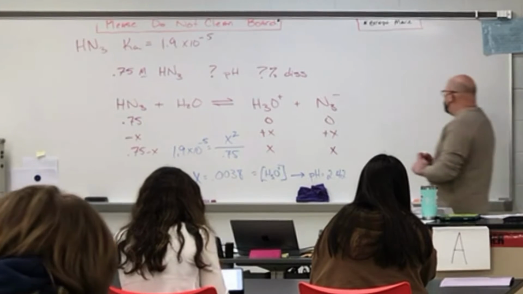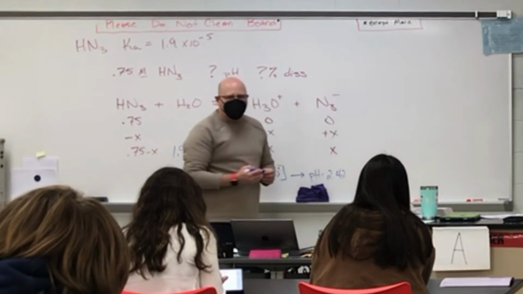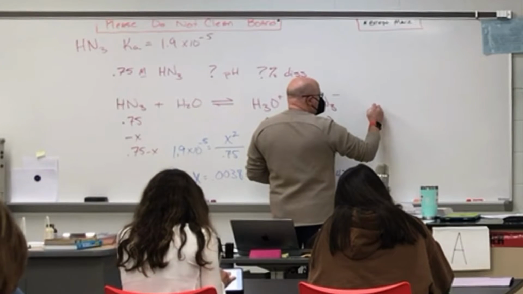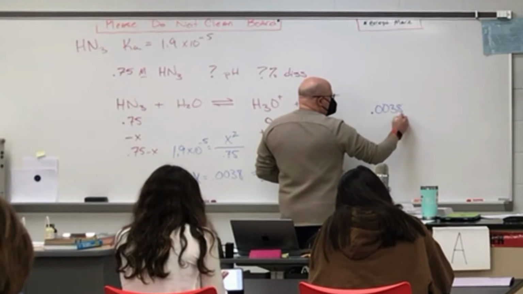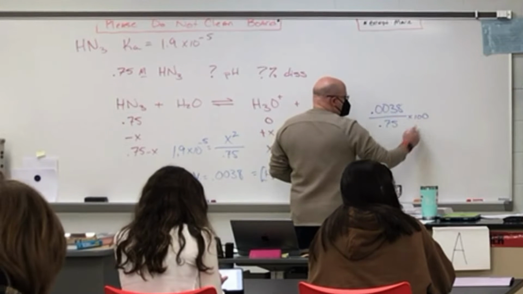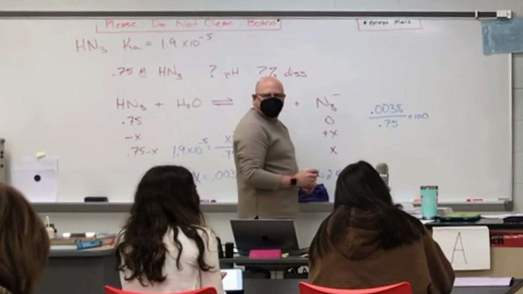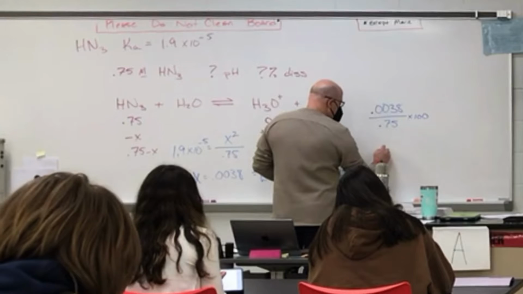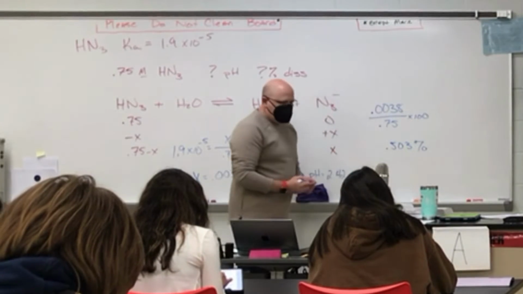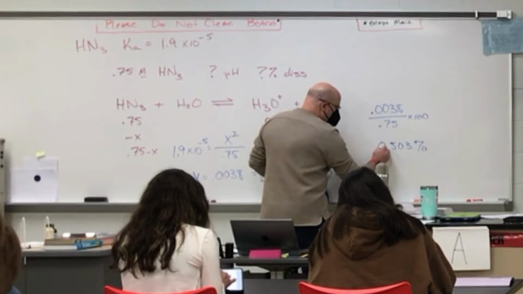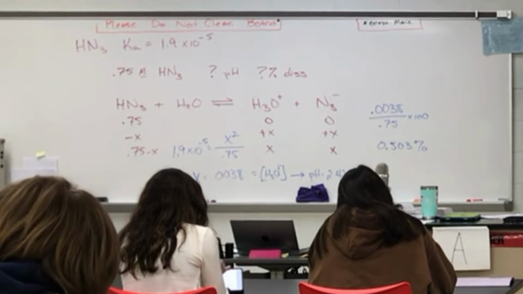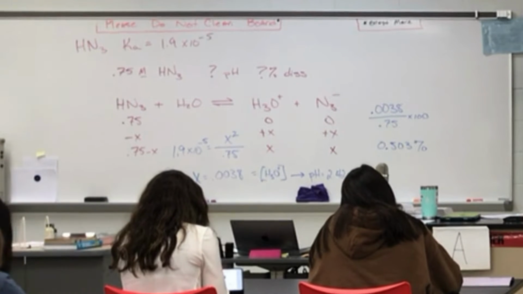Now, percent dissociation. Somebody tell me what we need to do that. Joe? 0.00377 divided by 0.75. And what do we get? 0.503%. Which is not very much, right? Hence why it's considered to be a weak acid.